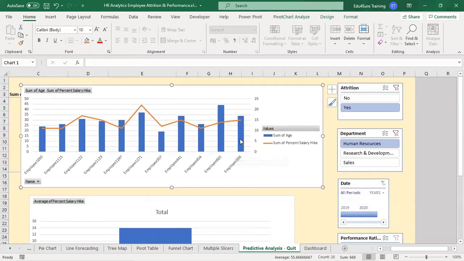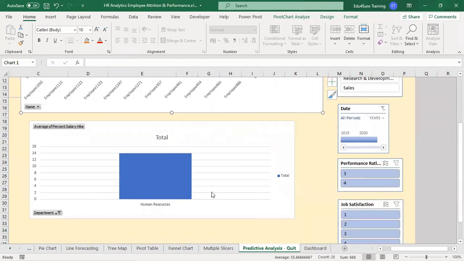What have we created? We have created a combo chart. Combo as in we have used primary and secondary axes both. So what we have done is taken employee number and their age, right? These bars represent the age of this particular employee. Employee 1050 means his age is 24. On the secondary axis, in the line values, we have taken their percentage salary hike, 17%, right? And this is 15%. So we have created a combo chart.